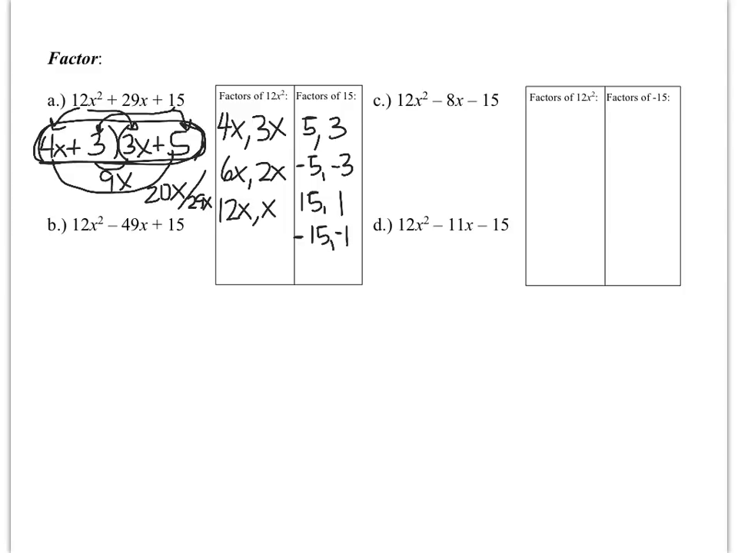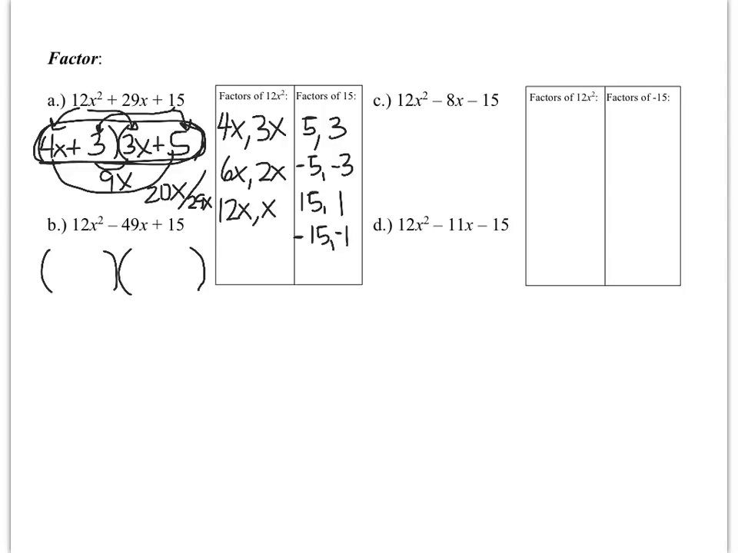Okay, let's try the next one. So the next one, notice that your middle term here is negative. That's going to be helpful, okay? Because think about how you're doing your inners and your outers. You're multiplying and then combining like terms, right? So in this case, since my middle term is negative, that means that when I pick my factors for 15, they're going to both have to be negative, okay?